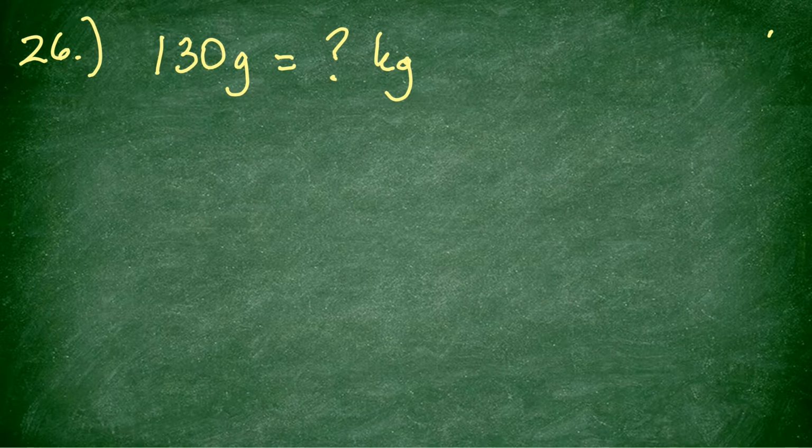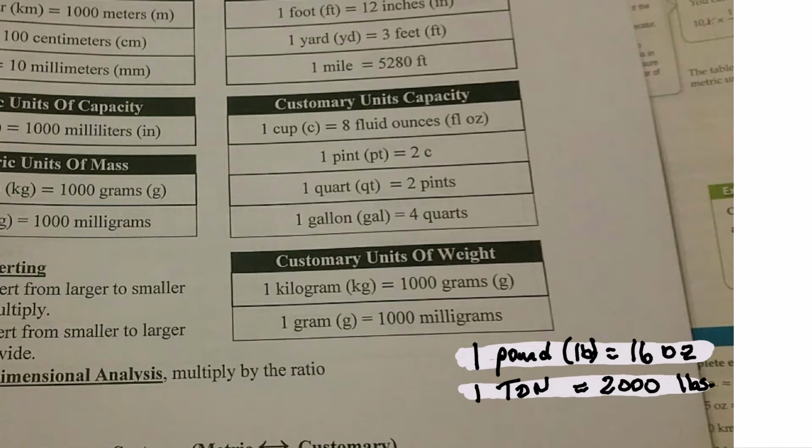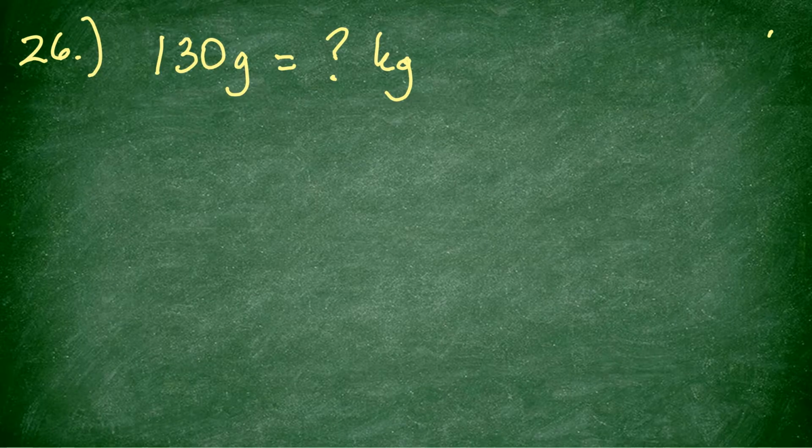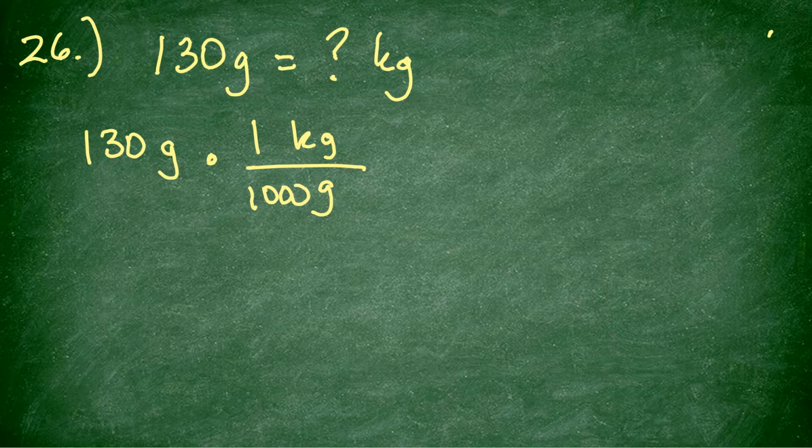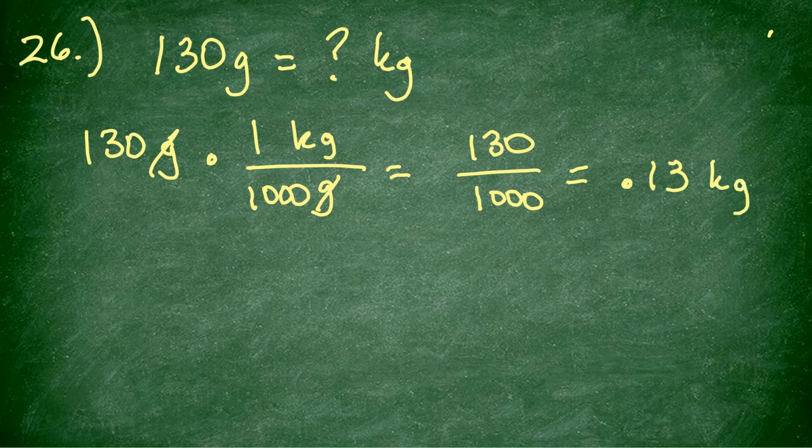26. For 26, I'm going to look at my chart. Grams to kilograms. 1 kilogram is 1,000 grams. So I say 130 grams. I'm going to multiply kilogram over gram. So I have 1 kilogram is 1,000 grams. The grams cancel just like I wanted. I'm left with kilograms. So I have 130 all over 1,000. Or it's 13 over 100, or 13 hundredths, or 0.13, and then kilograms is the only thing left over.